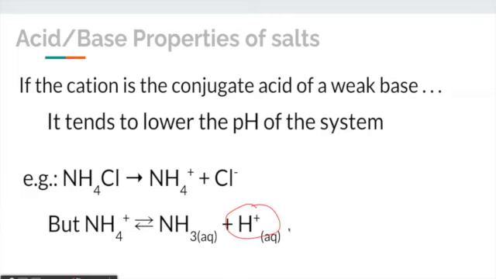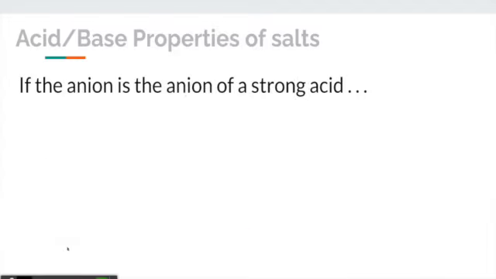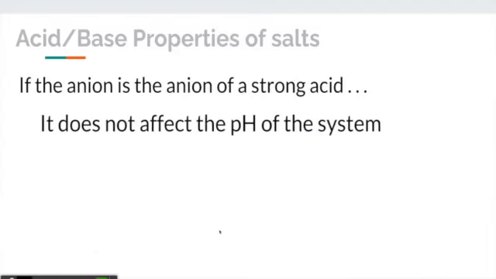So look at your cations, and they're going to be in two categories. They're either something like ammonium, and there aren't very many of these, which means they're going to be acids, or they're going to be the cations of strong bases, and then they're going to have no effect on pH. If the anion is the anion of a strong acid, it does not affect the pH of the system.